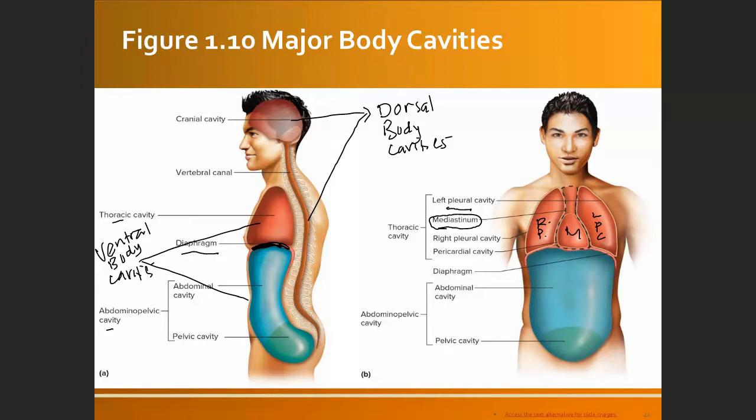Now, the abdominopelvic cavity is actually the biggest cavity in our body. It has two areas. The top one is called the abdominal cavity, where your liver, stomach, and intestines are located. And then the bottom part is called the pelvic cavity, where the bladder is located. So the name of this cavity is abdominopelvic cavity because it consists of the abdominal cavity and pelvic cavity.